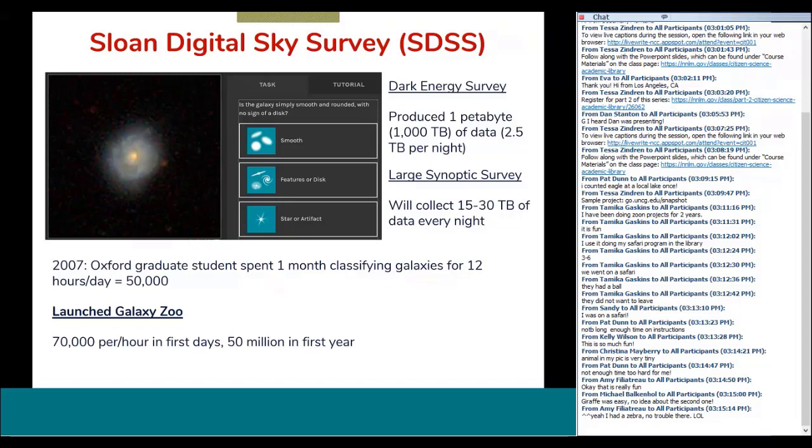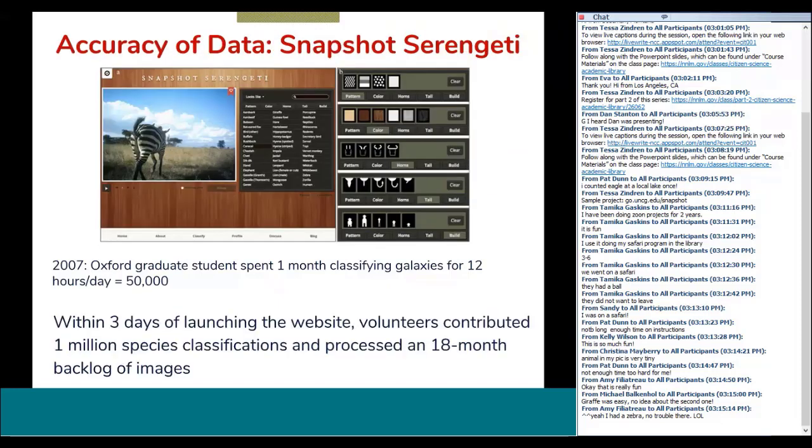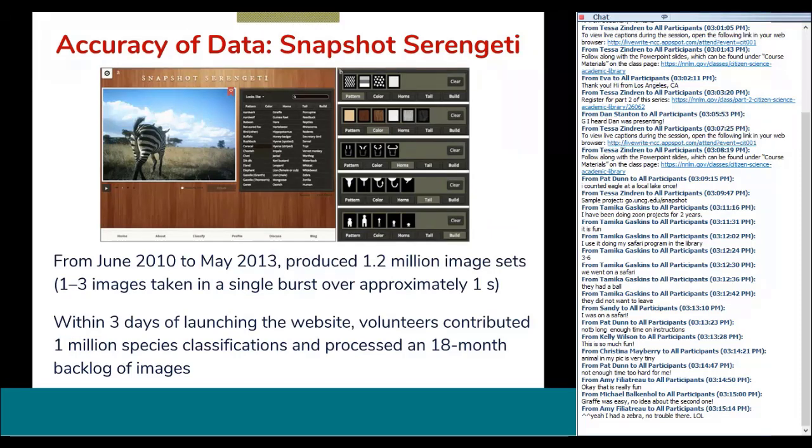When Galaxy Zoo launched, participants classified 70,000 galaxies per hour in those first days and 50 million in the first year. And 13 years later, Galaxy Zoo is still running and still a project that you can participate in. The same phenomenon happened with Snapshot Serengeti, the project that you just participated in. Engaging the public in processing the huge volume of images has allowed researchers to keep pace with the data coming in and expand the scope of conservation monitoring.